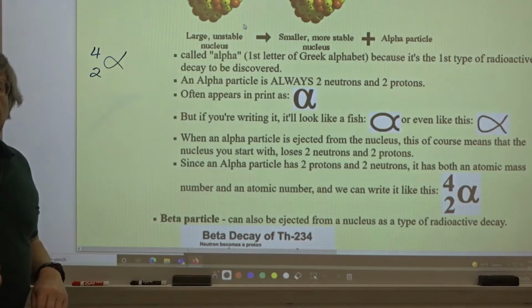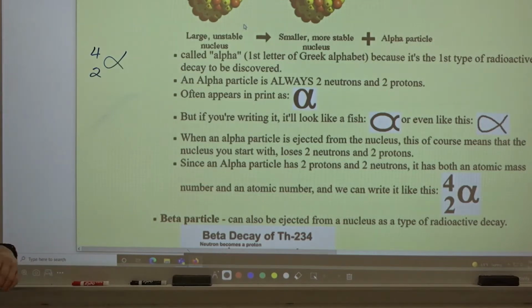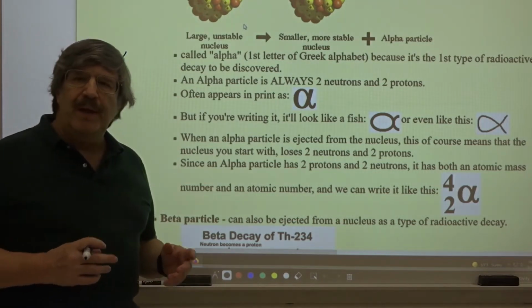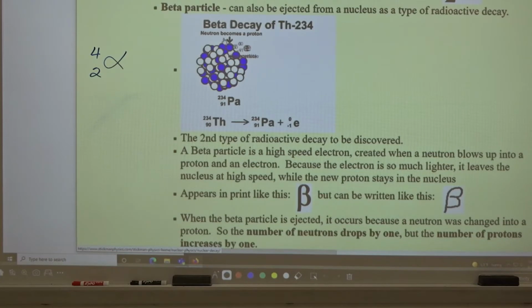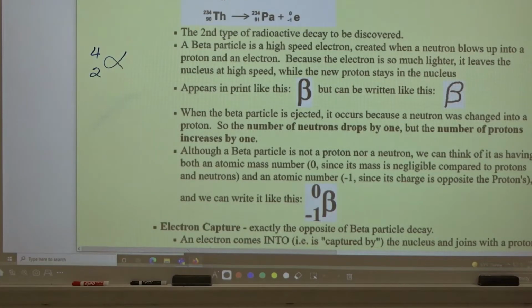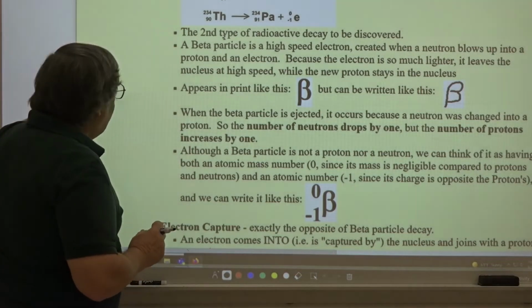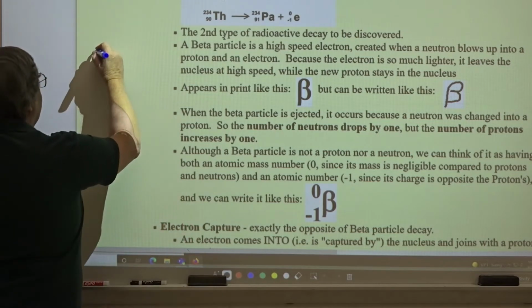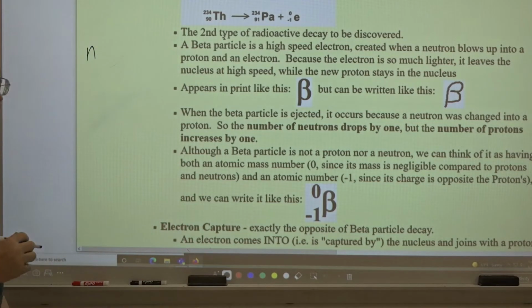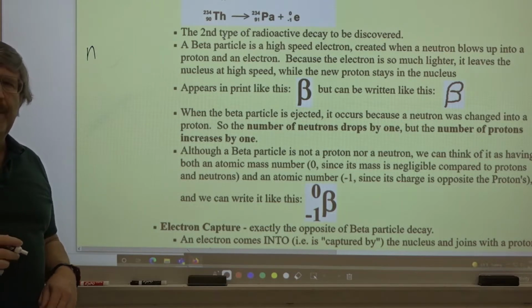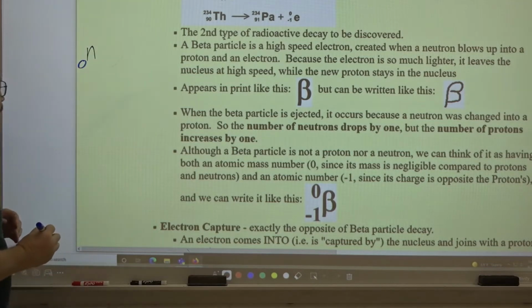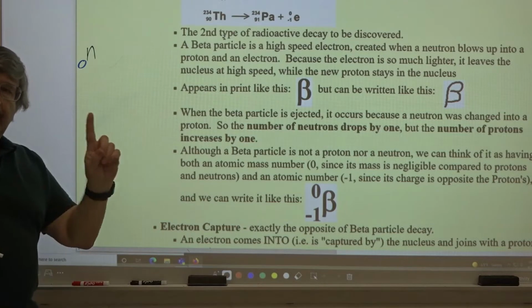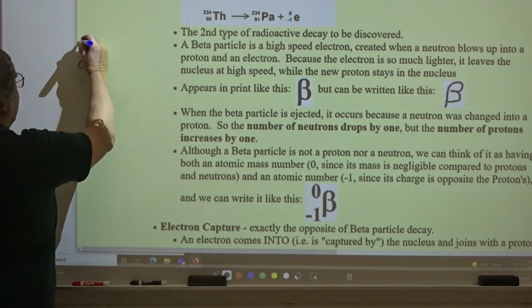A beta particle happens when a neutron explodes in the nucleus. And a neutron can be thought of as a combination of a proton and an electron. A neutron has 0 electric charge, so it has no proton. It is not a proton, so its atomic number is 0. It is 1 nuclear particle, and so its atomic mass number is 1.